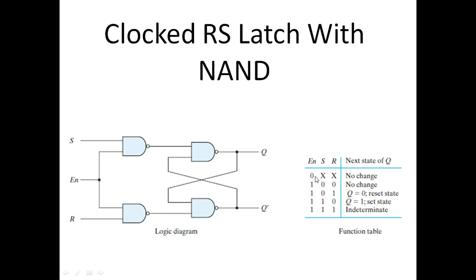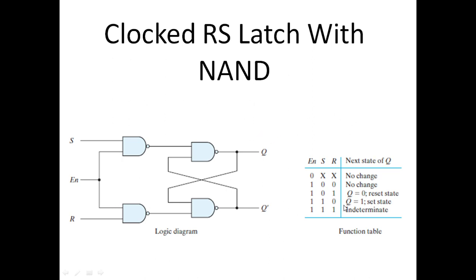So whenever the enable or the clock pulse is 0, regardless of the inputs S and R, the current state of the flip-flop will not change. When enable or the clock pulse is 1 and we change the S or R inputs, we will get the same result as was for the basic SR latch with NAND gates, or you can say the same operation, we will get the same result as we had for this part of the latch.